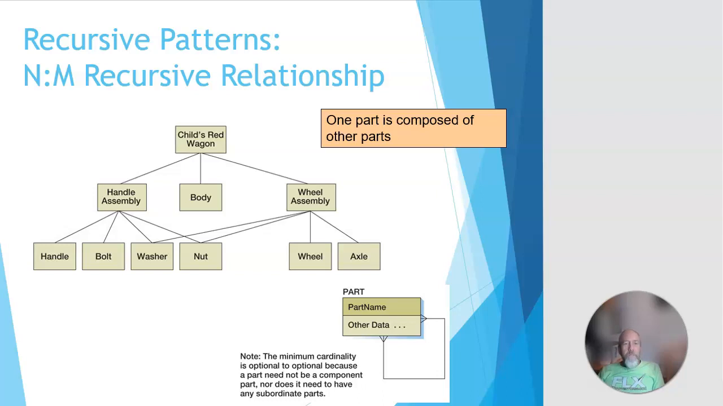Okay. But you've got, and this is just an example where a part can be made up of other parts and parts can be in multiple other things. There you go.